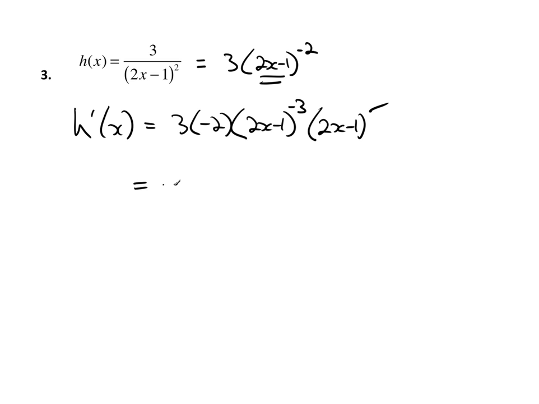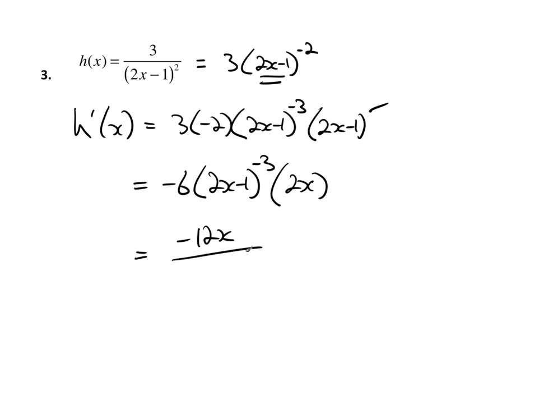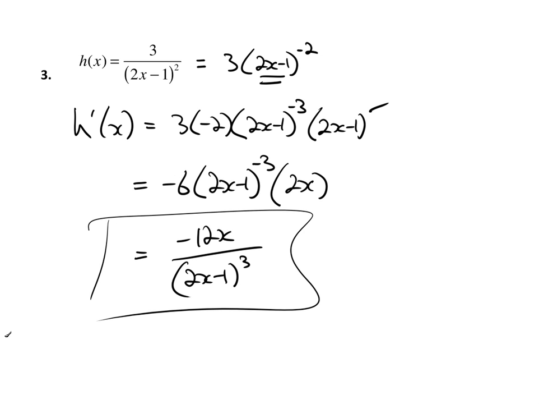So this is going to be negative 6 times 2x minus 1 to the negative 3 times the derivative of this is simply 2x. So yeah, I would definitely rewrite this as negative 12x over 2x minus 1 cubed. And that's my answer for that one.